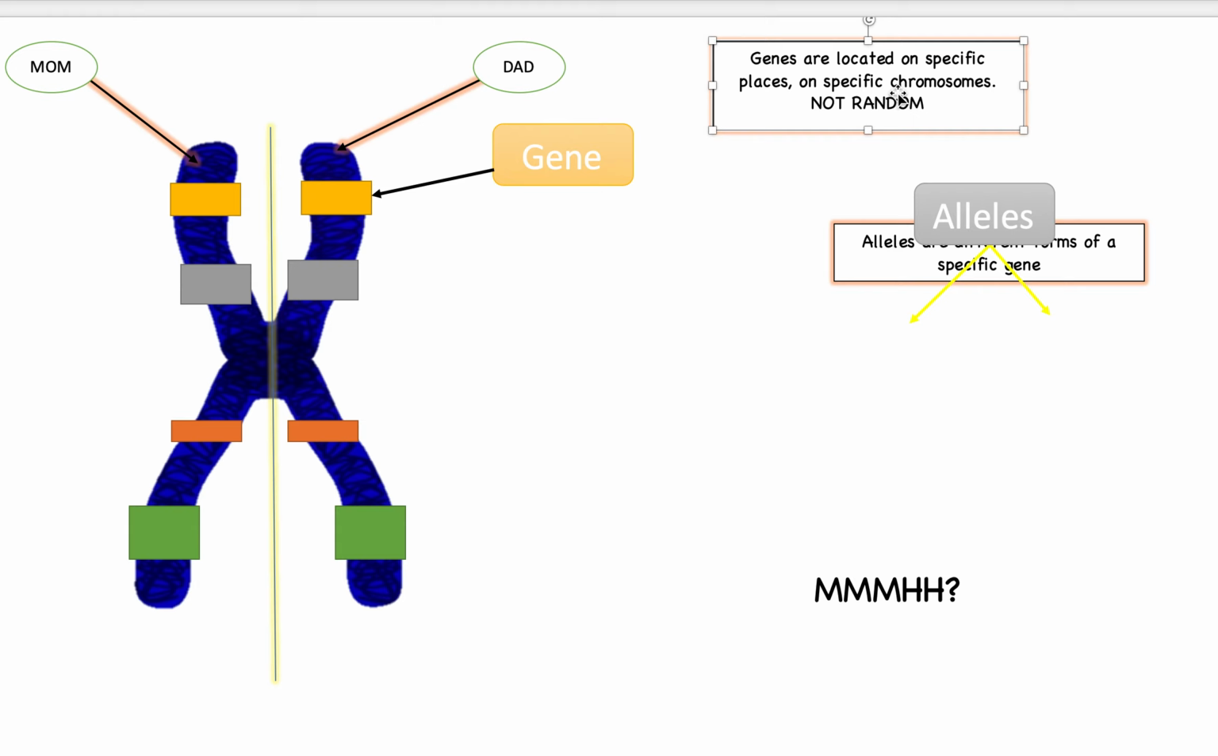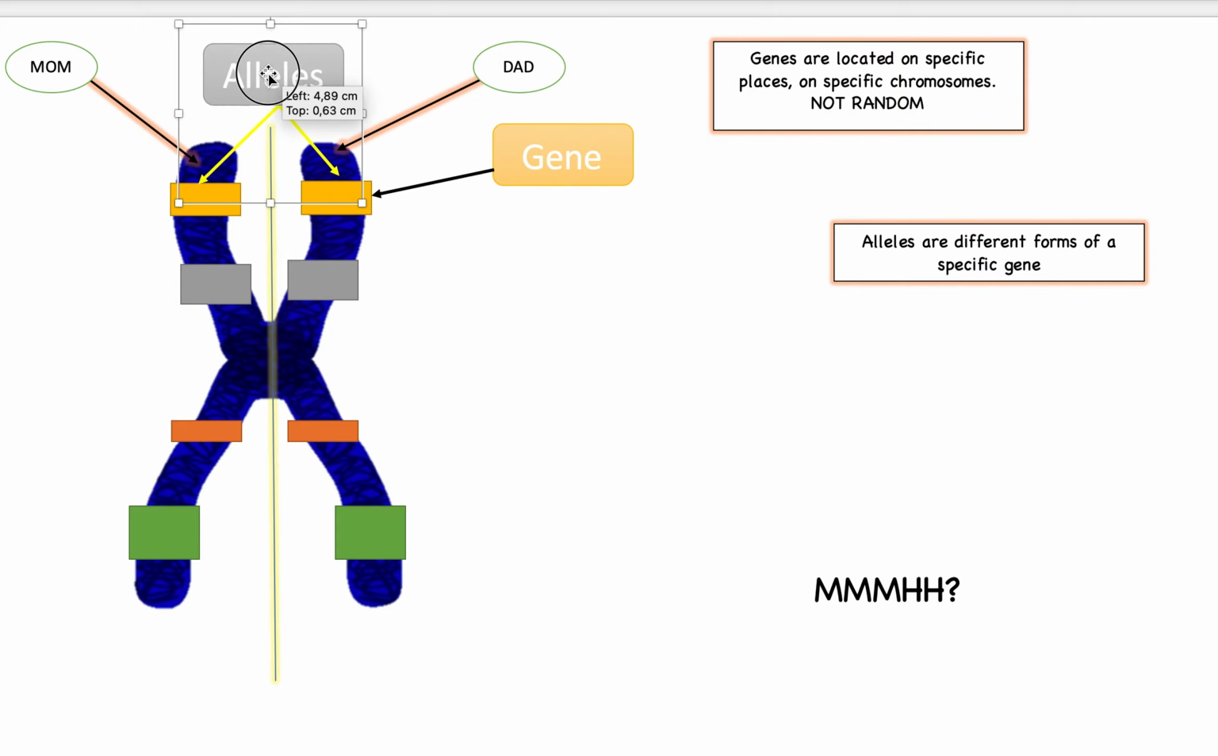So the genes are always located in the exact same places. If you take someone's genes out of their body and you look at their chromosome 1, everyone's chromosome 1 will have the same types of genes in them. They will have different variations because not everyone has the same hair color or the same height, so the gene will be at the same place, but the variations will be different. So what do we call these variations? We call them alleles.